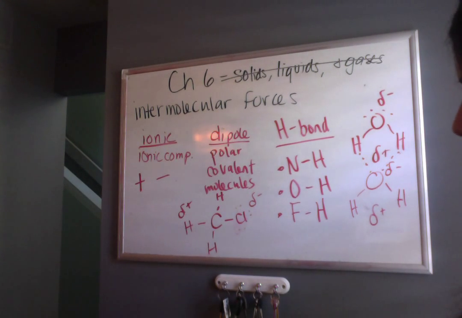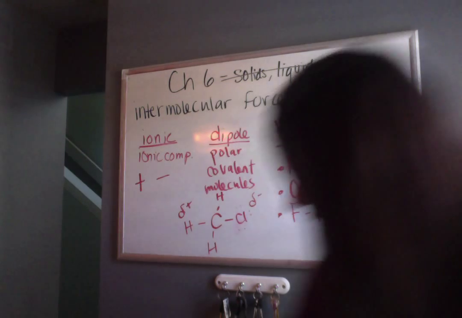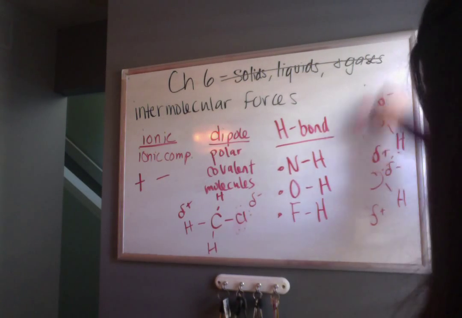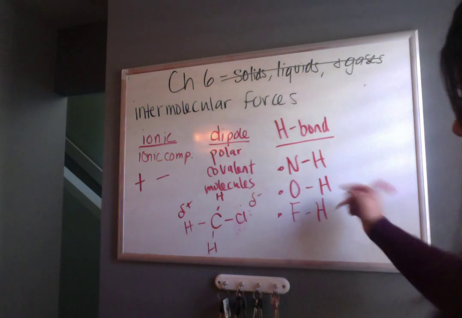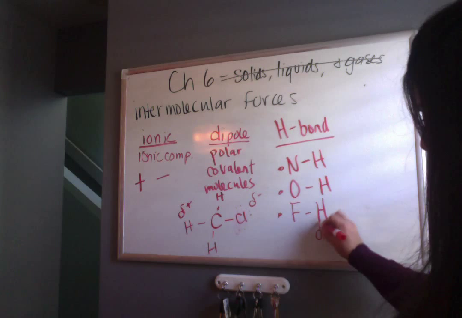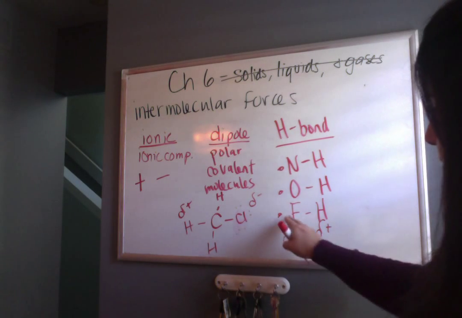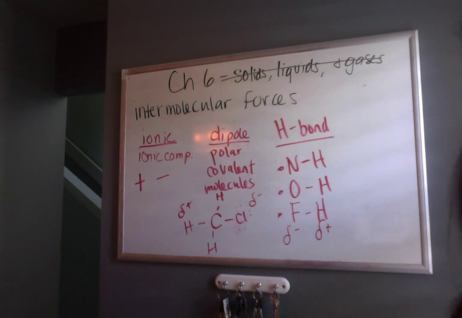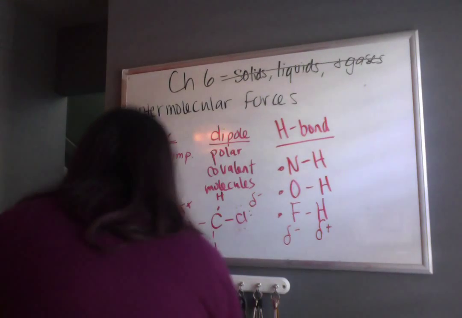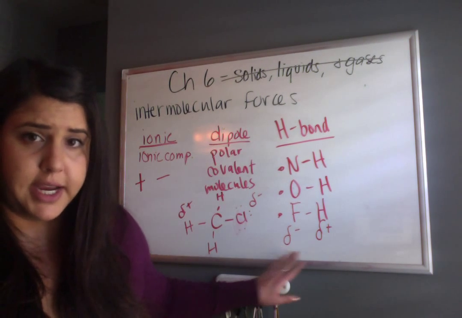Why is it a subcategory of dipole-dipole? The reason for that is if we look at each of these bonds, this NH, OH, and FH, we realize that although the charges are still partial positives near the hydrogens and partial negatives near the fluorine, oxygen, or nitrogen, again, because of differences in electronegativity, this is not a normal partial negative and partial positive.